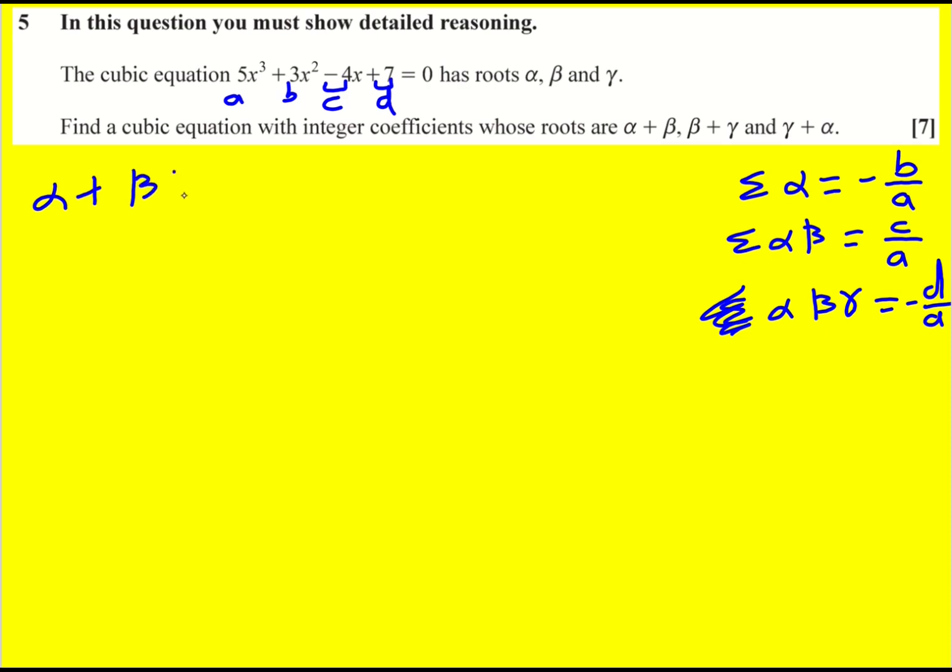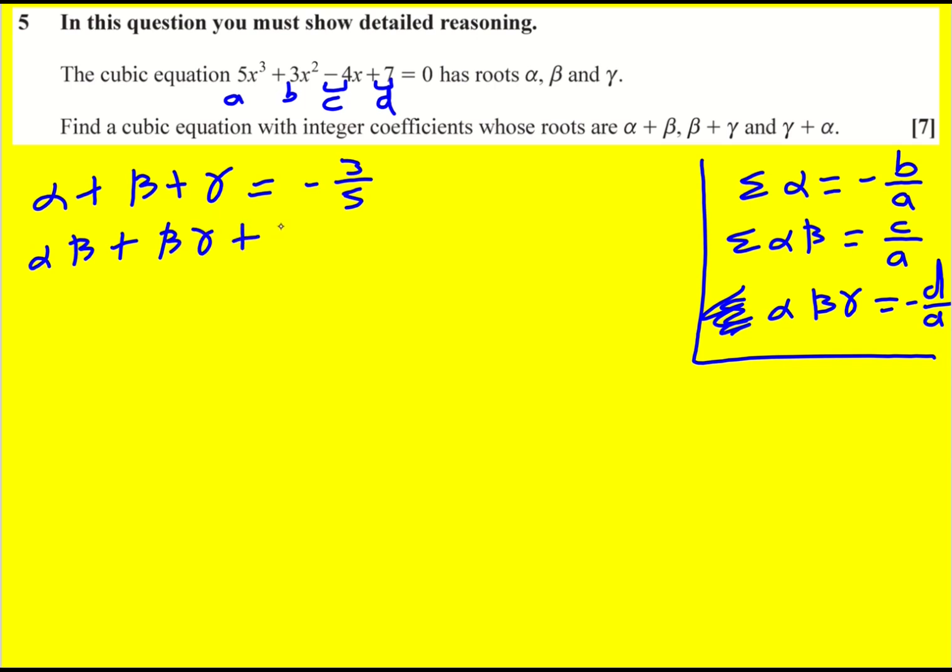Alpha plus beta plus gamma for the cubic. By the way, these are generally true, which is why I always like to write them down, because then I can apply it to a quadratic or quartic or quintic, etc. if you wanted to. Okay, so alpha plus beta plus gamma is going to be minus 3 over 5. Alpha beta plus beta gamma plus gamma alpha is c over a, that's minus 4 over 5. Alpha beta gamma is then minus 7 over 5.